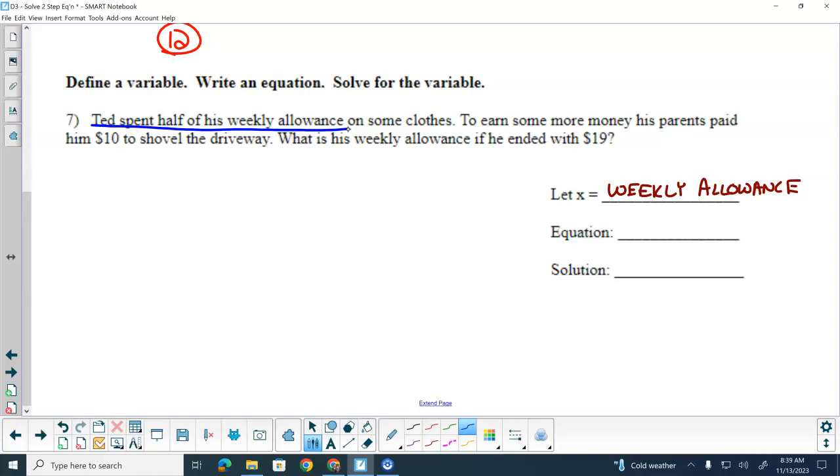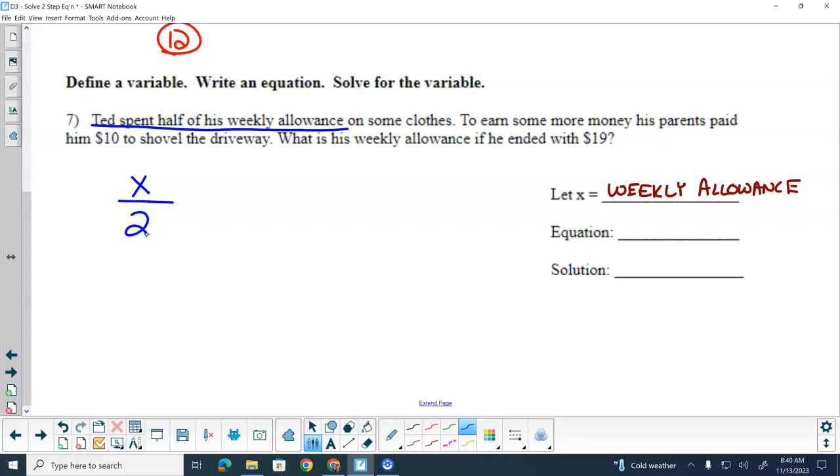So how am I going to represent, now Nora, how am I going to represent half of it? What am I going to divide by 2? 19. What's my weekly allowance? The only thing written on the board. X. So how am I going to represent half my weekly allowance? X divided by 2. We have to come up with an equation first. We can't just guess and check. X divided by 2 comes out of that first sentence.